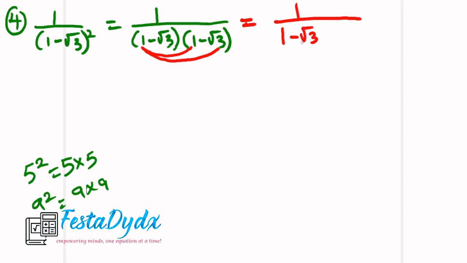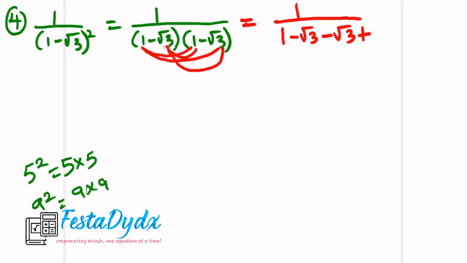100 times 1 is 100. 200 times 1 is 200. A times 1 is A. So 1 times minus root 3 is minus root 3. So here we'll have minus root 3 times 1, which is also going to give us minus root 3. And the last one here is minus root 3 times minus root 3. Minus times minus is what? Plus.